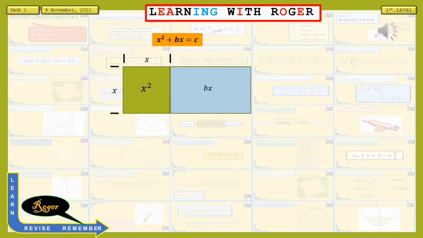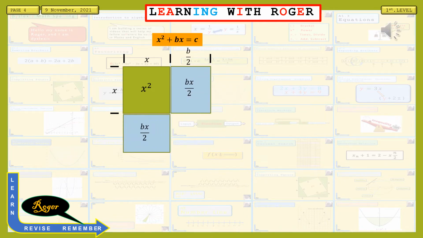As an example from the algebra section, we look at the equation x squared plus bx equals a constant c, which is just a number. The x squared is shown in the dark green square, and the bx is shown in the blue square. I have now divided the bx area into two equal pieces. So that is shown mathematically as bx over 2, and you can see there are two halves, which makes a whole.